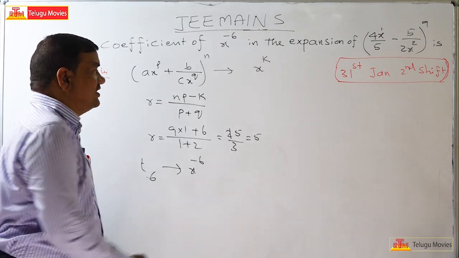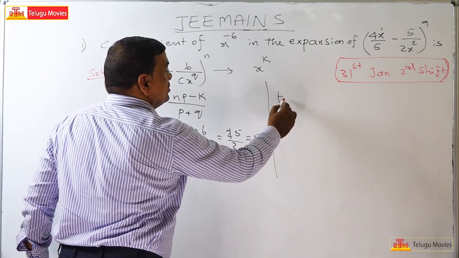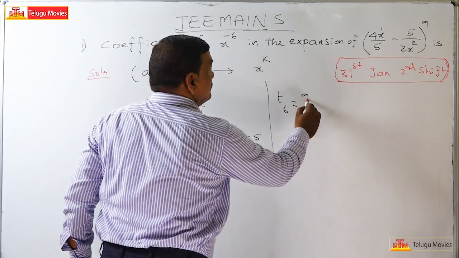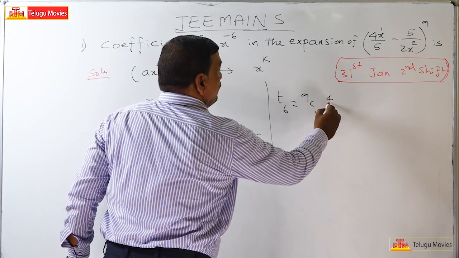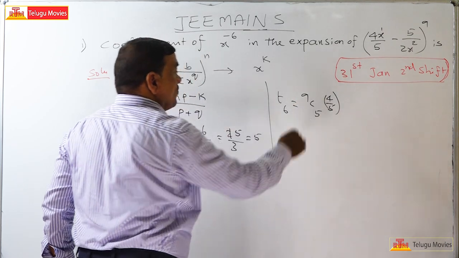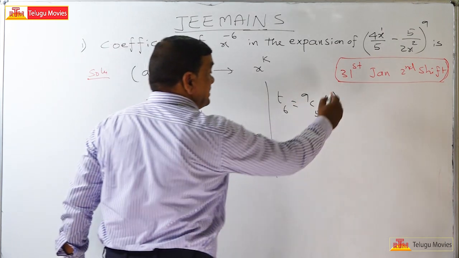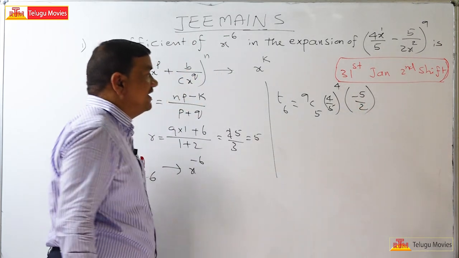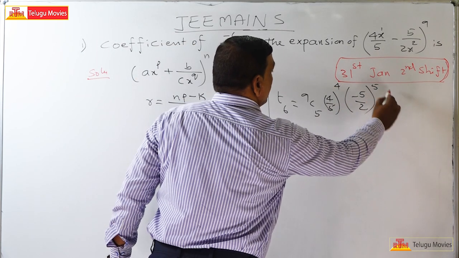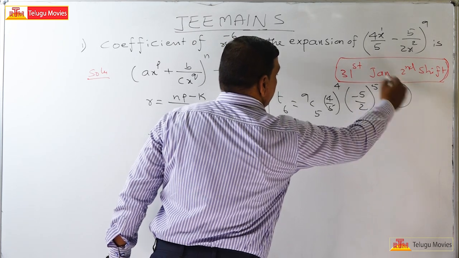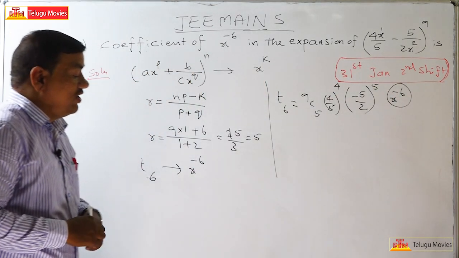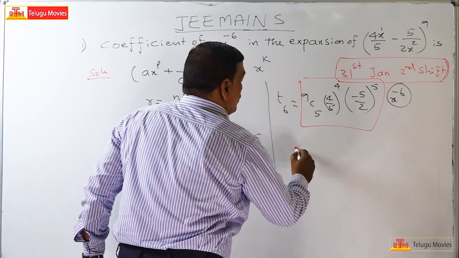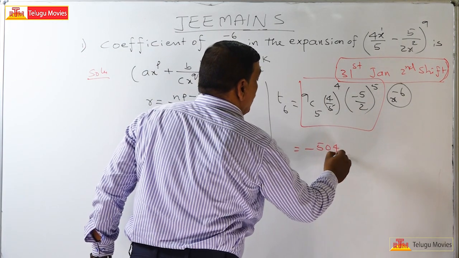Now find the 6th term. In that binomial, it is 9C5 (4x/5) whole to the power of 9 minus 5, into (minus 5/2x²) whole to the power of 5. Of course you will get x power minus 6 obviously. Therefore this is the coefficient.